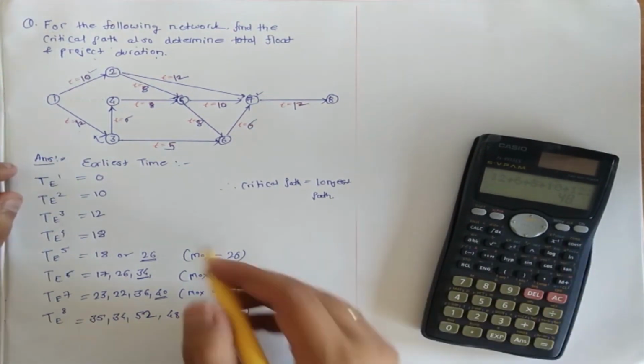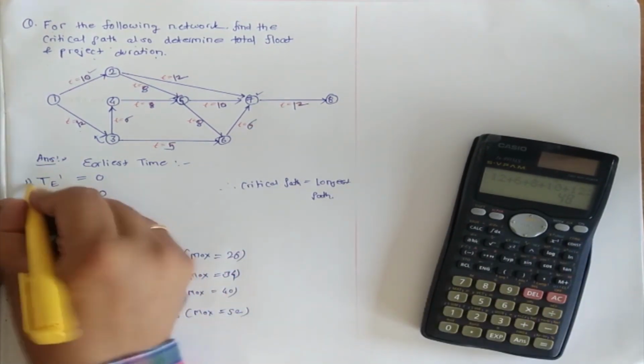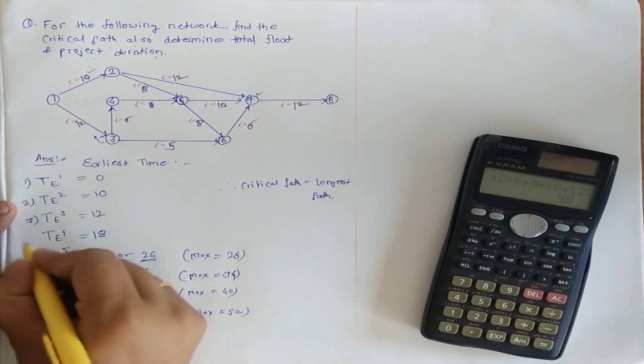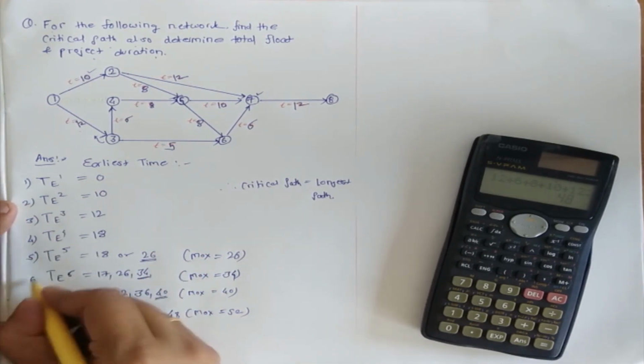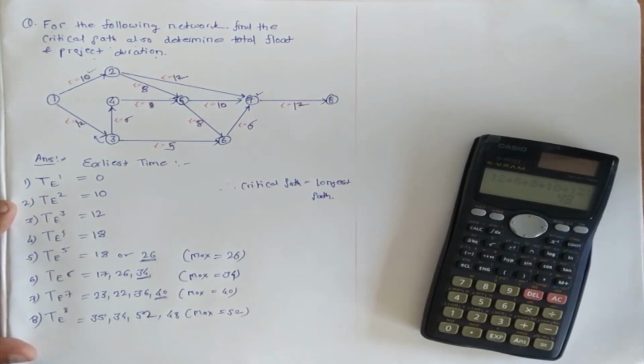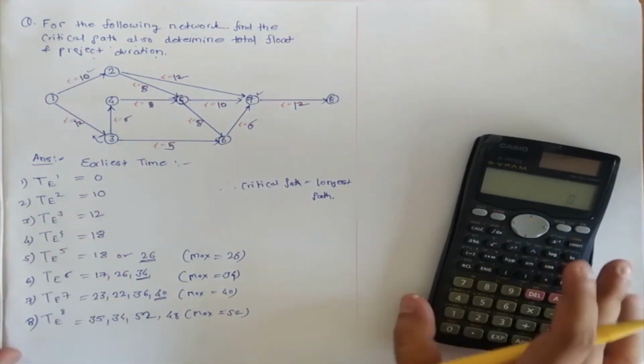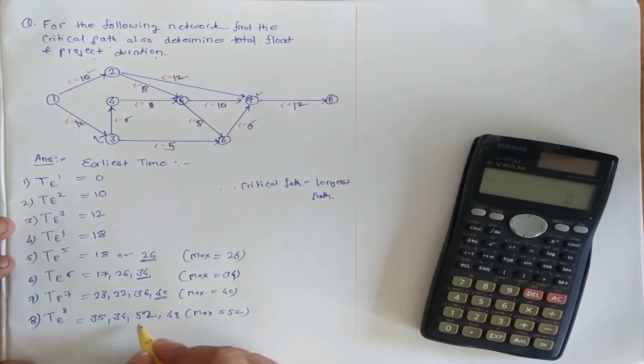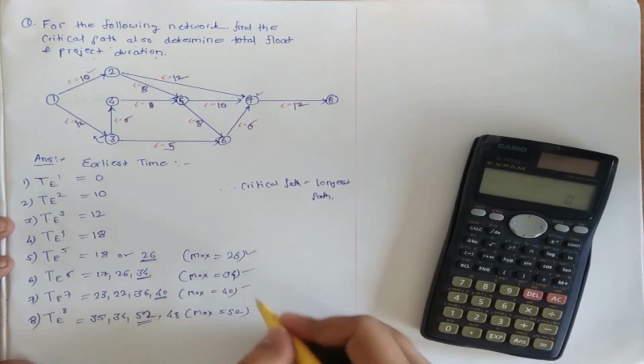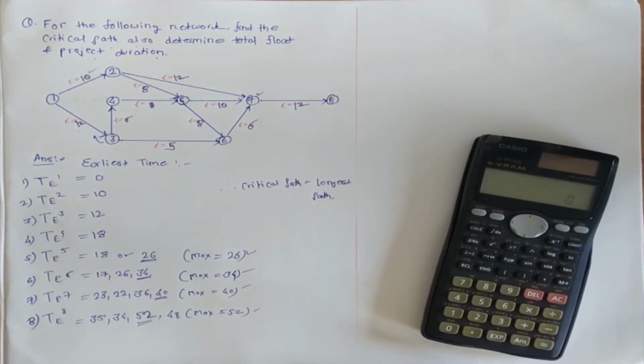Got it? So by this way we have defined the critical path 1, 2, 3, 4, 5, 6, 7 and 8. Clear? So by this way we have taken the maximum value. Okay, so I hope you understood the first step.